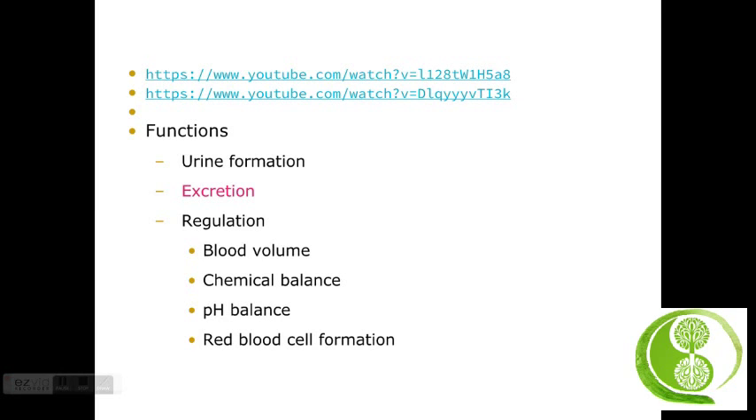Okay, so the functions of the urinary system. The structures of the urinary system accomplish several tasks. They filter blood to remove chemical waste and excrete the waste in the form of urine. The system regulates the volume of blood, the pH of body fluids, and the red blood cell formation in the red bone marrow. The kidneys also control blood volume and therefore blood pressure by controlling how much water is lost in the urine. But first up, we're going to discuss urine formation.